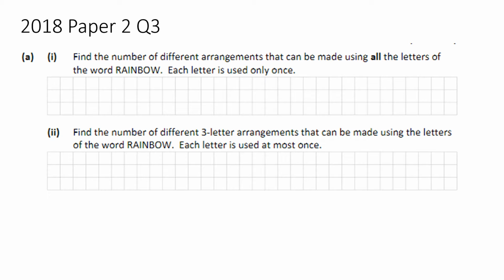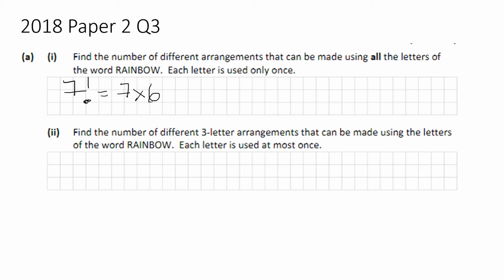So this is 2018 paper 2 question 3. You are asked to find the number of different arrangements that can be made using all letters of the word rainbow. Each letter is used only once. So we can see that we have 1, 2, 3, 4, 5, 6, 7. So we have 7 different letters. So we call that 7 factorial to find out how many different arrangements it will make.